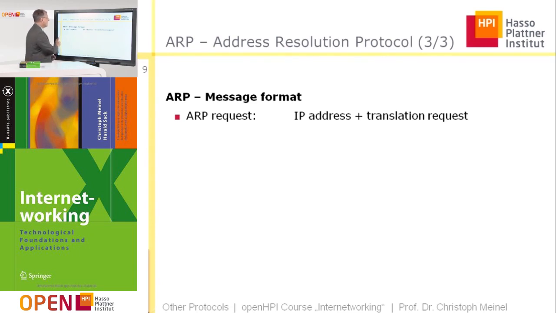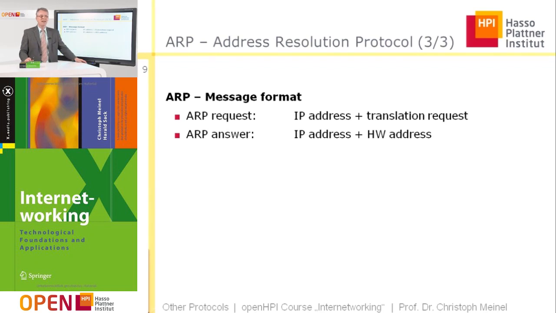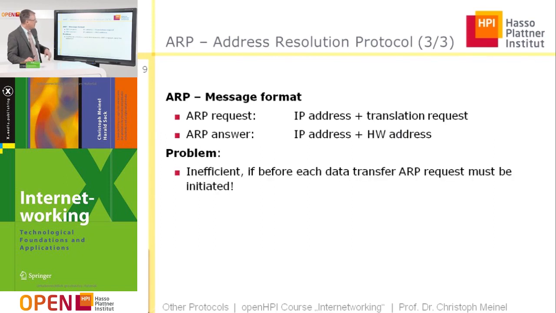There is the following message format. There is the ARP request: an IP address is sent with a request for translation. Then there is an ARP answer: here the IP address is sent back together with a hardware address. The problem is that this is quite inefficient for the following reason. Before the data transfer can take place, an ARP request must be initiated.